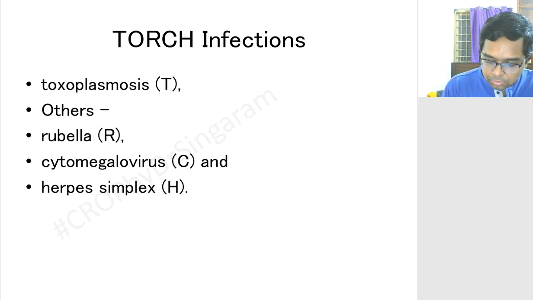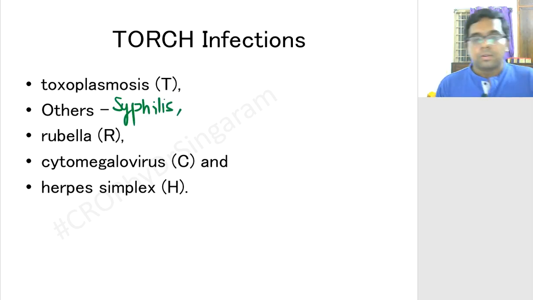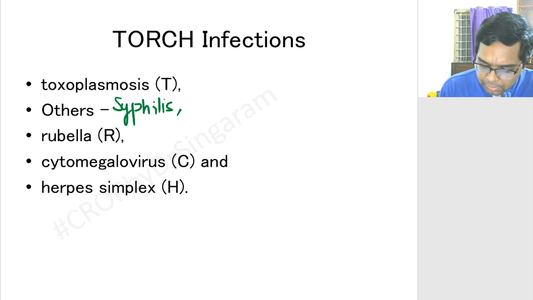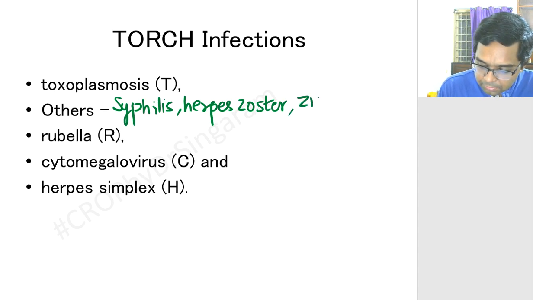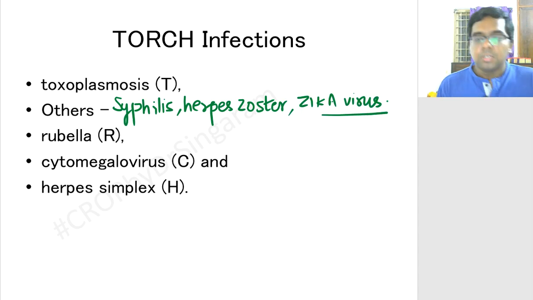We all know some typical examples which include syphilis, right? Syphilis, and we know that herpes zoster is also included in this, or chickenpox, and something which is very recently included, that is Zika virus. This is what we expand as TORCH infection. Of course, there are so many other infections also, but I have taken up the common ones. I'm going to discuss them today, right?